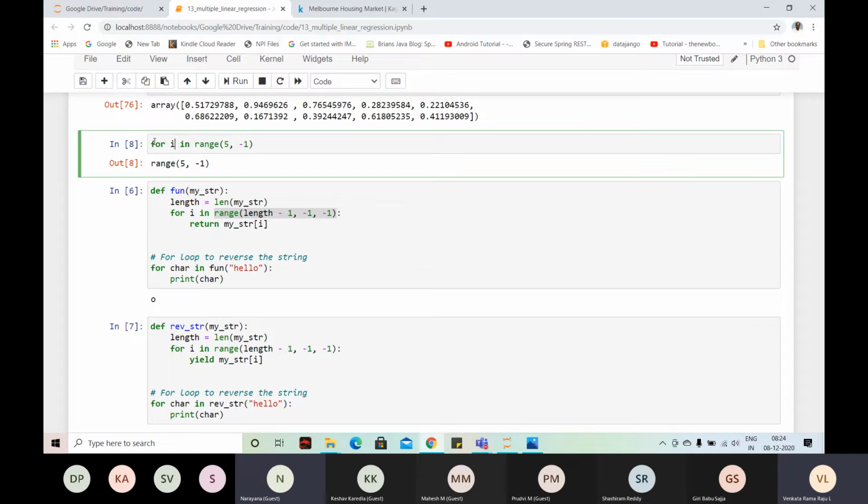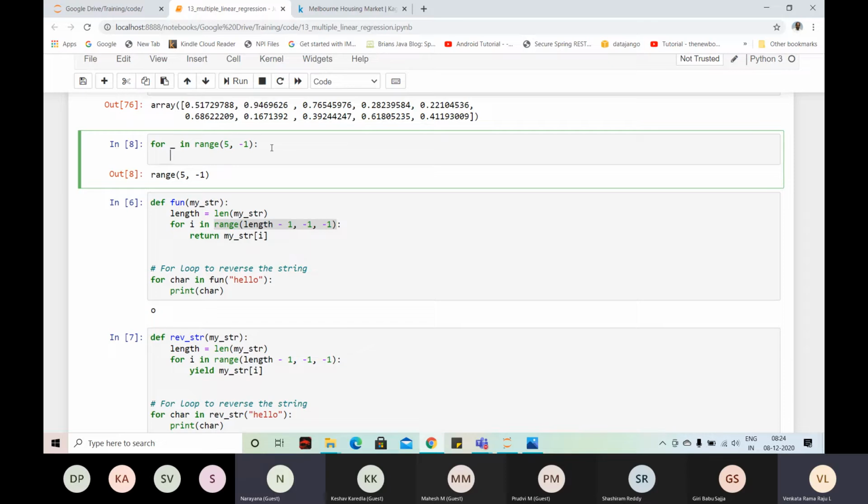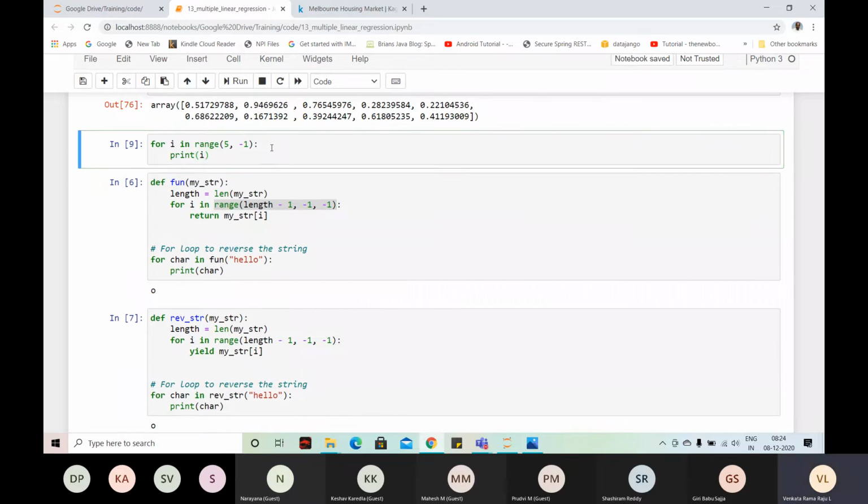There is one more thing in Python. If you don't need i, you can put an underscore there. You don't care what is coming from this, you put an underscore there, and then you can use print or whatever. Okay, but I need it, so I'll print it. All right, it did not give anything.